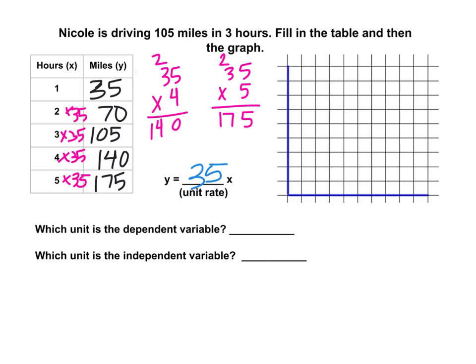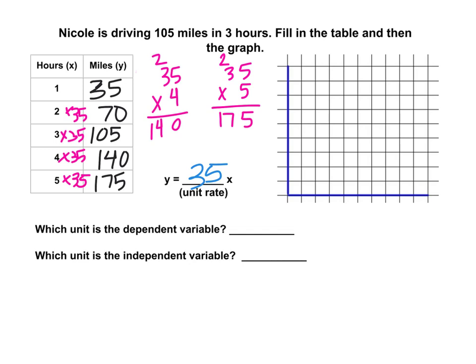And that's kind of how we could keep filling in this table, or we could use it for anything. If we wanted to find out how many miles she can drive in 15 hours, we could just say 35 times 15 to find out how many miles it will go. So for this equation, you will always fill in y equals the unit rate and then times x.